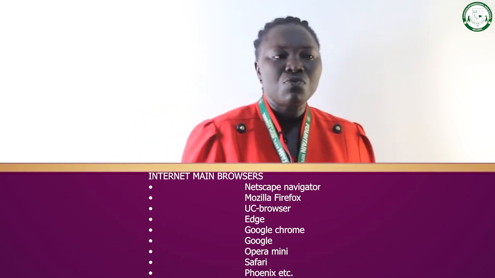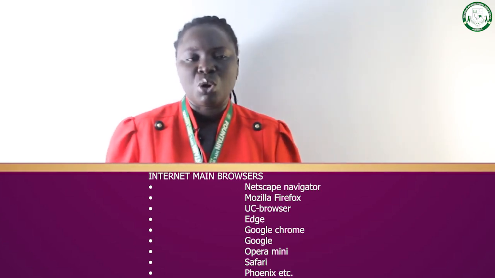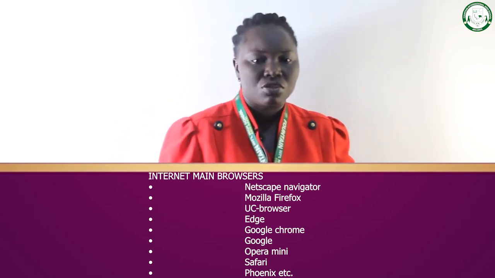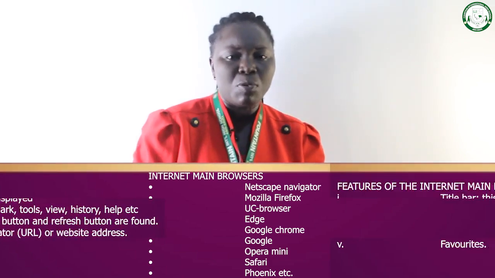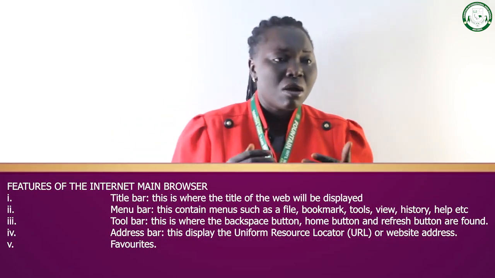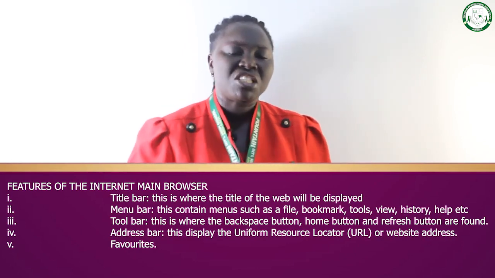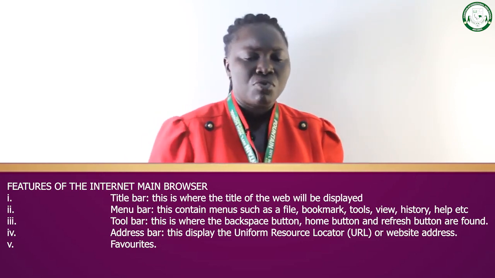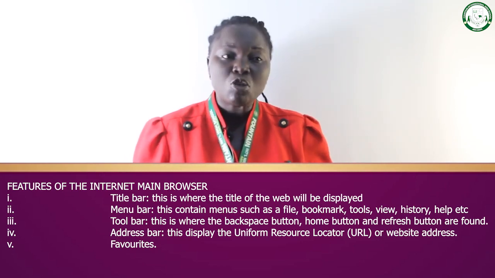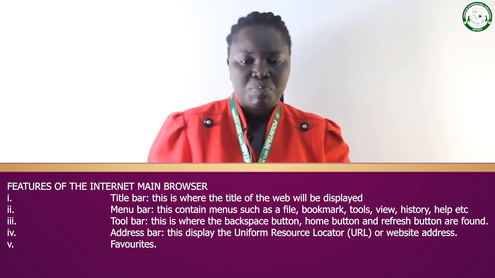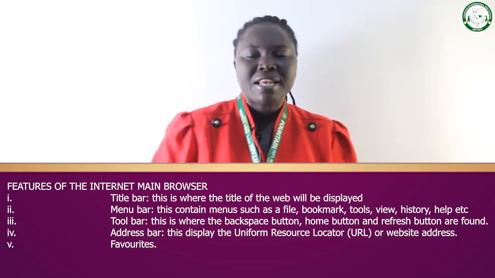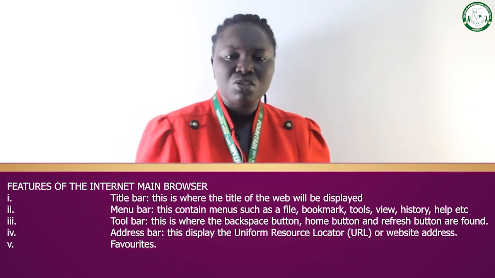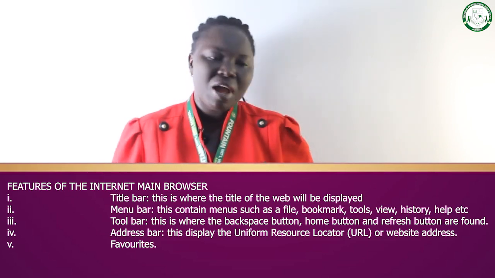Now, let us look further at the features of the internet main browsers. When you are making use of a particular thing, you need to look at the features of that thing. For example, when we launch the internet main browsers, there are some things that we will see there that we can make use of. For example, the title bar. Title bar will display the title of the page. Then we have menu bar. The menu bar contains menus, for example, file, bookmark, tools, view, history, app, and so on.